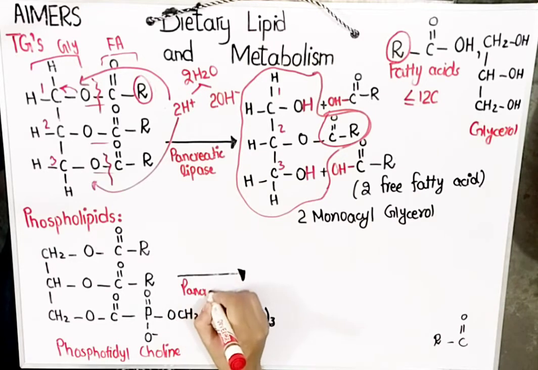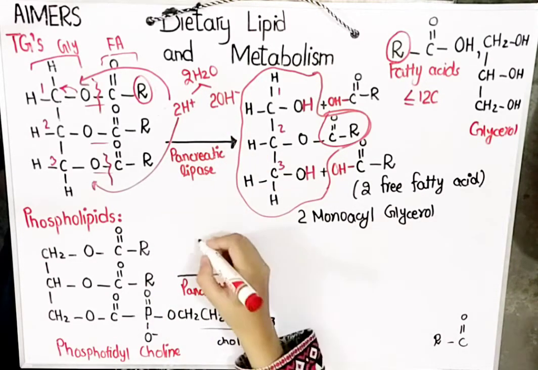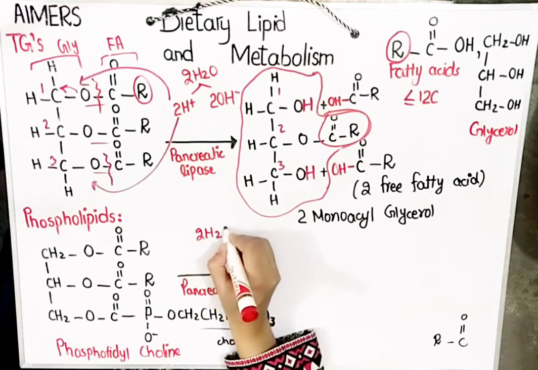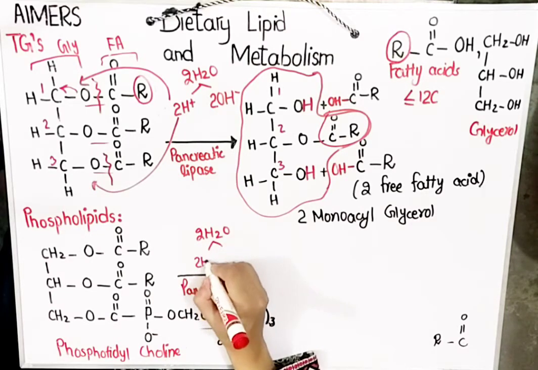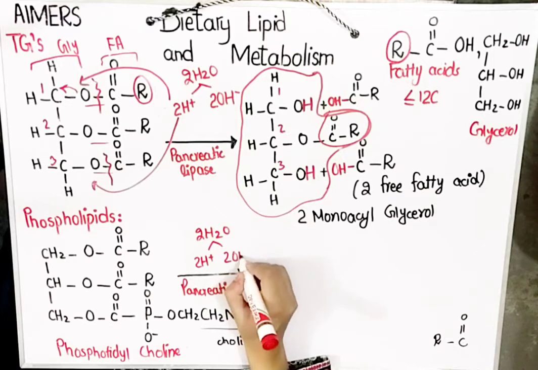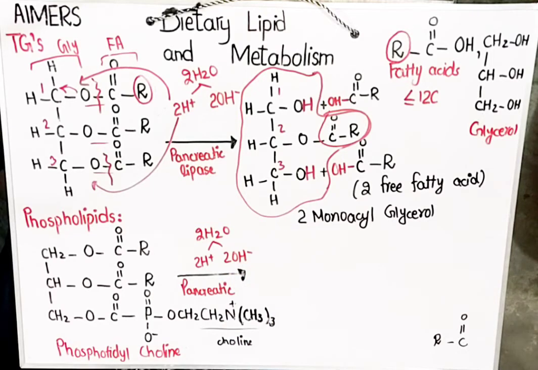Same thing will happen as we studied in TGs. What will happen if we have two water molecules? It will be broken down into 2H positive and 2H negative. Now you will tell me what will happen next. Now 2H positive and 2H negative, which bond we have to break?